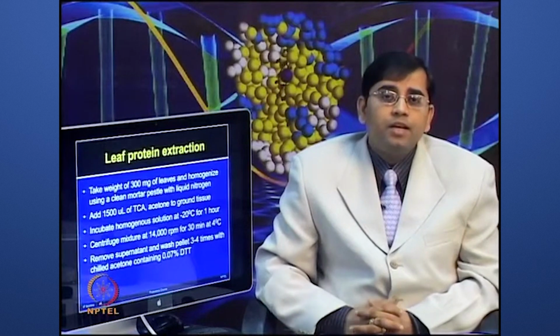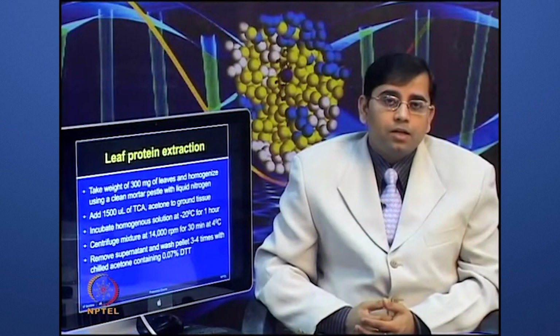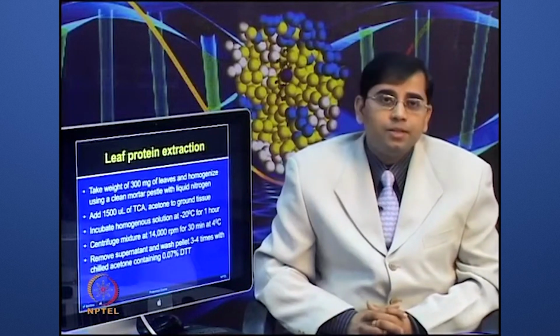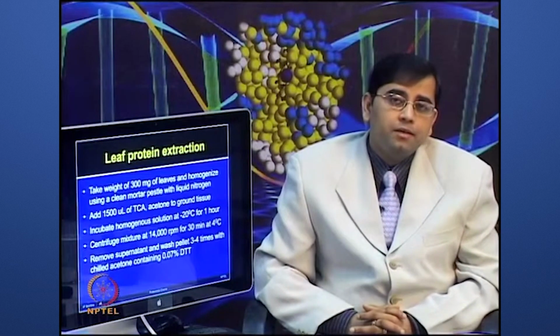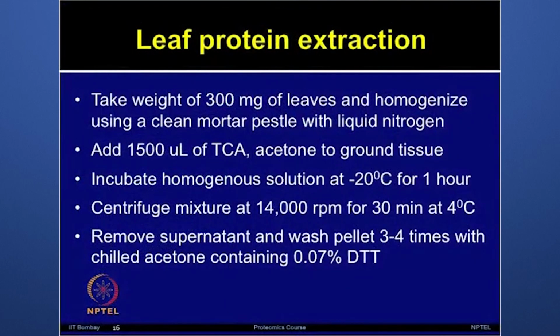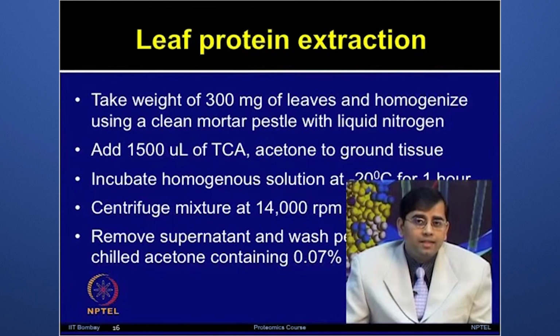Let us start with the leaf protein extraction. If you want to analyze the leaf proteome, you first need to extract all the proteins present in the leaf. You can take almost 300 milligrams of leaves, and obviously, you can adjust the weight depending upon your experimental requirement. Just to begin with, one can start with 300 milligrams, homogenize by using a mortar and pestle, or you can use a homogenizer, or different types of lysis methods can be used. So, homogenize this 300 milligram leaf in liquid nitrogen by using a mortar and pestle.